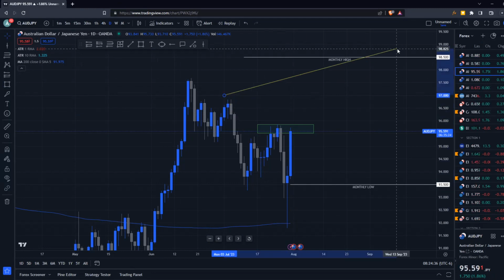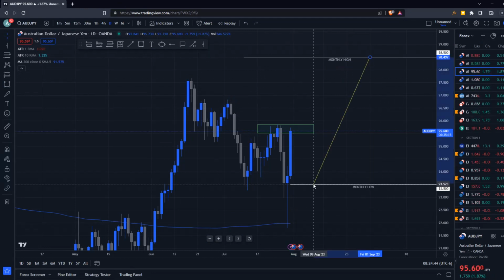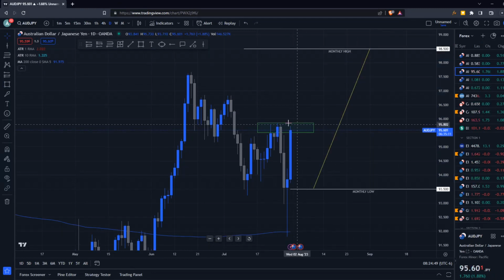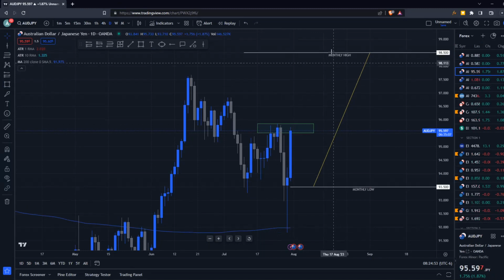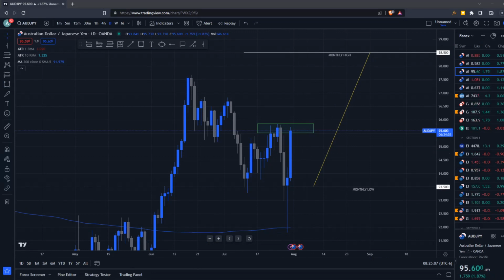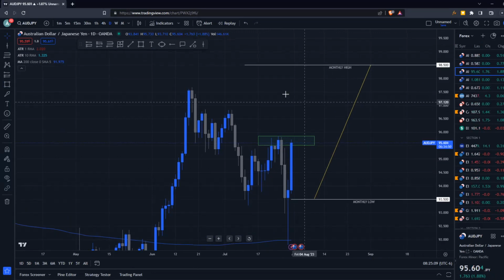First, we want price to come down here. It may not completely blow through this zone. Maybe price will come back down to here a little bit, create some structure, and we'll enter our long there. Okay, so that's Aussie yen.